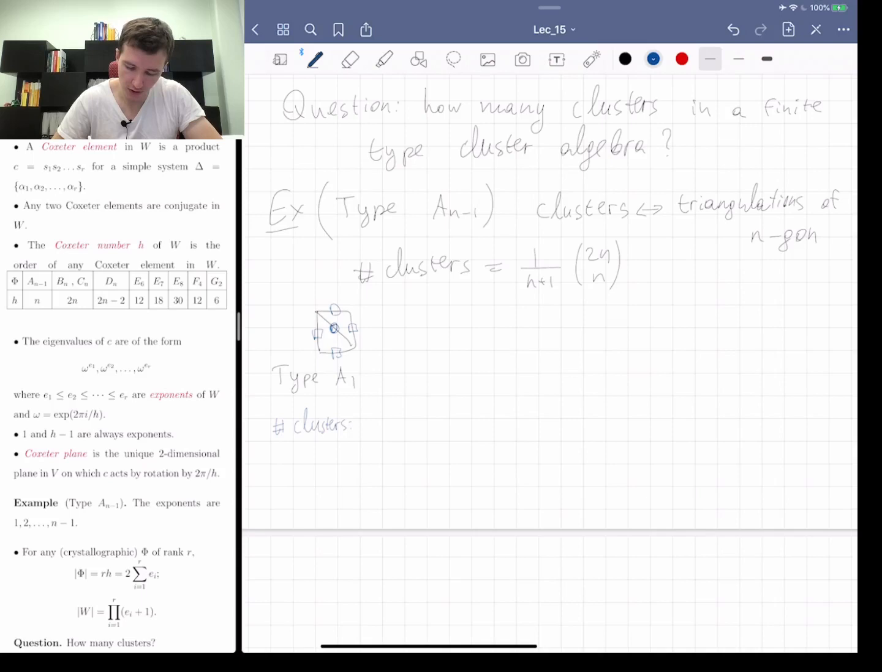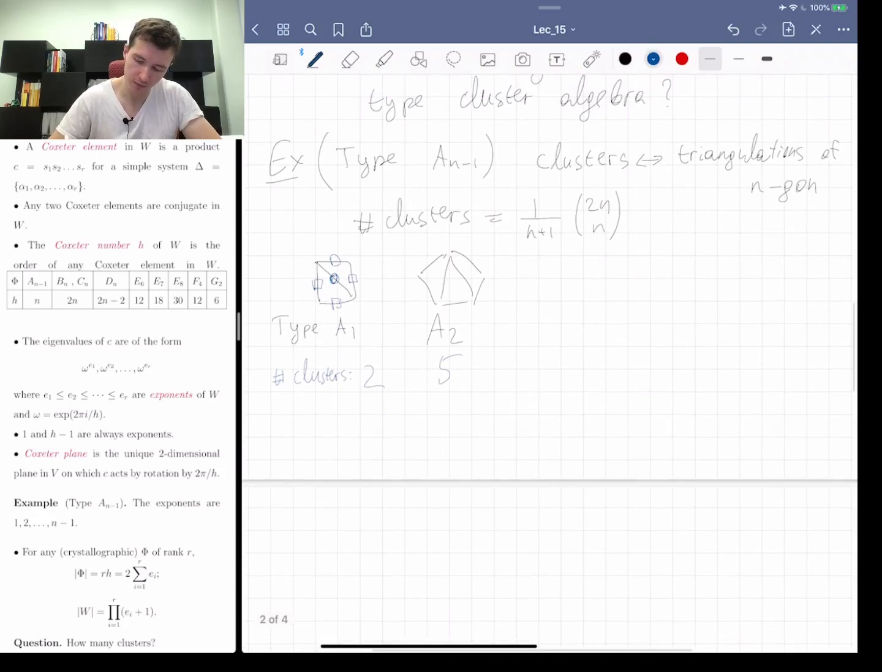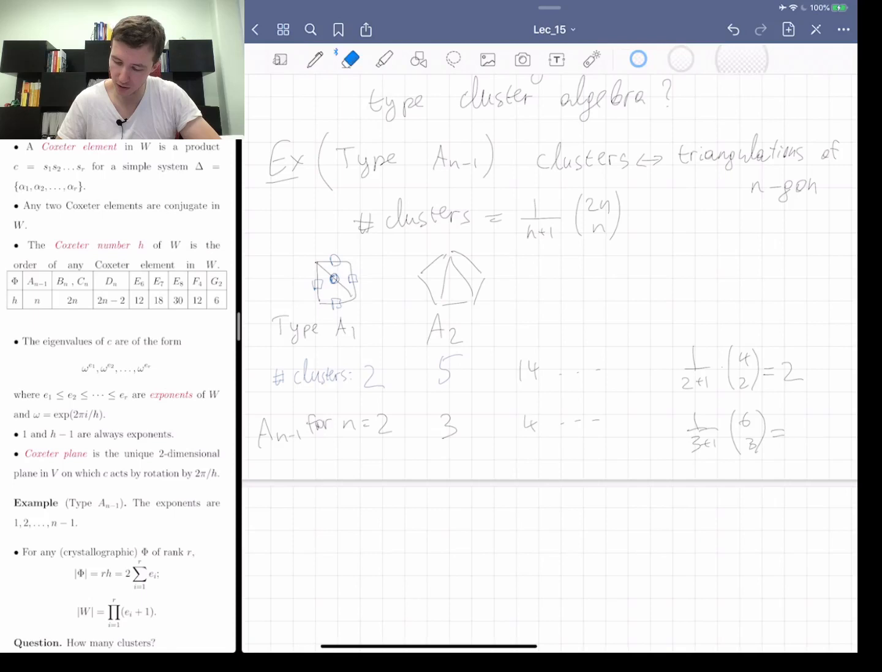If I take a pentagon, then this is type A2, and the number of clusters is 5. So if I say A n minus 1, then n is going to be equal to 2 here, and then 3 here, and 4, etc. So indeed, I get 1 over 2 plus 1 times 4 choose 2, which is equal to 2, and 1 over 3 plus 1 times 6 choose 3, which is equal to 5, hopefully, and so on. So indeed, this is true as stated. For type A n minus 1, the number of clusters is just given by this formula.